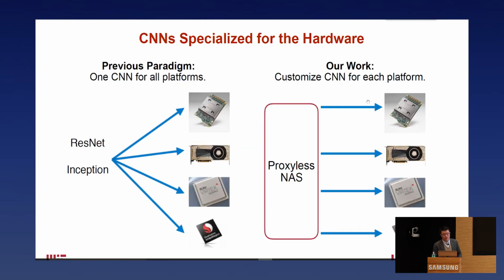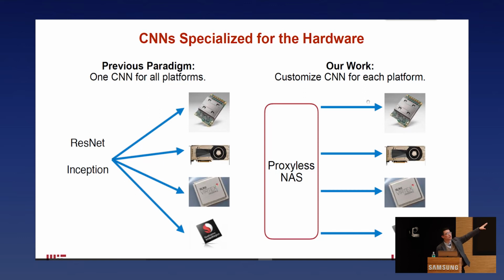So our goal is to have a CNN design that's specialized for your hardware, right? TPUs, GPUs, FPGAs, mobile SoCs, different chips may have completely different preferences on the optimal neural network. For example, Samsung recently presented a customized chip. So what is the optimal neural network that's exactly fitting your AI chip?